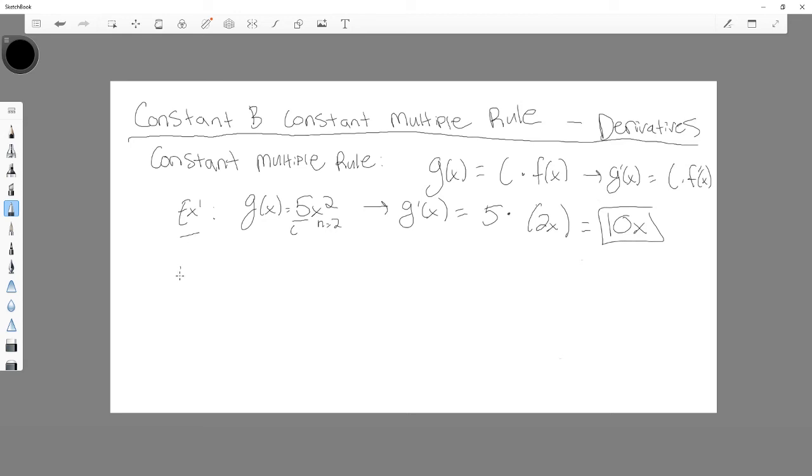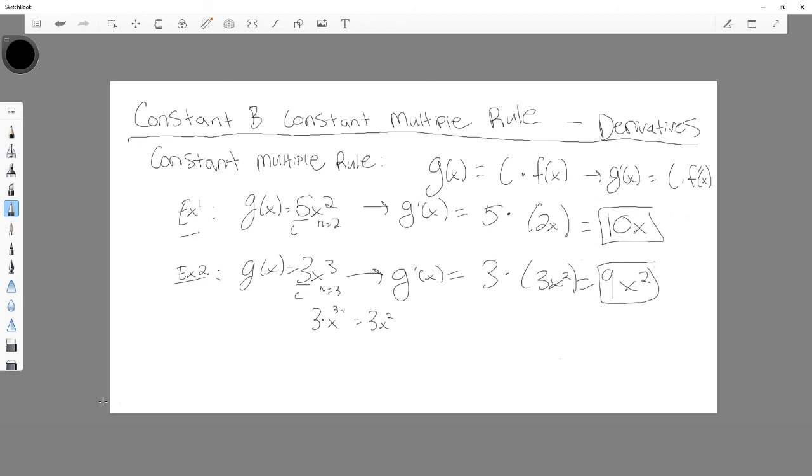Another example. Let's say g of x equals 3x cubed. Then g prime of x would be, this is c, so 3 times, and the derivative of this, n equals 3. Then 3 times x to the 3 minus 1, which is 3x squared. 3x squared. And that would be 9x squared.